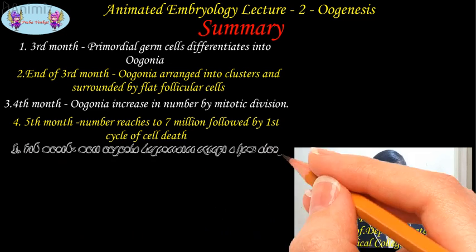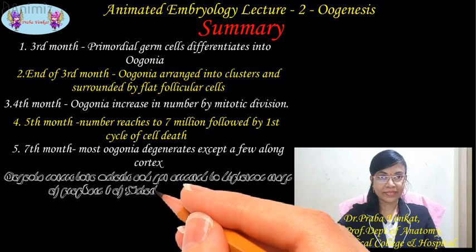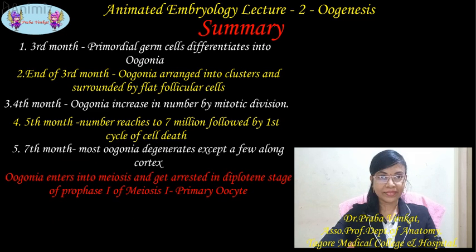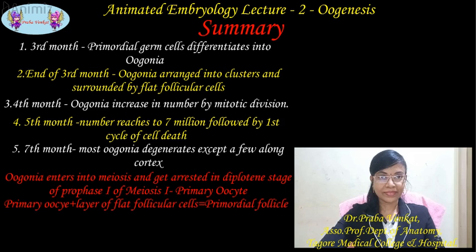By the 7th month, most of the oogonia degenerate except a few along the cortex, and the surviving oogonia enter into meiosis 1 and get arrested in the diplotene stage of prophase 1 of meiosis 1 and are called the primary oocyte. Now, the primary oocytes are individually surrounded by a layer of flat follicular cells, and the whole structure is called a primordial follicle.